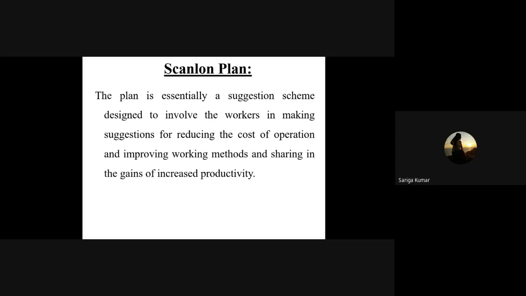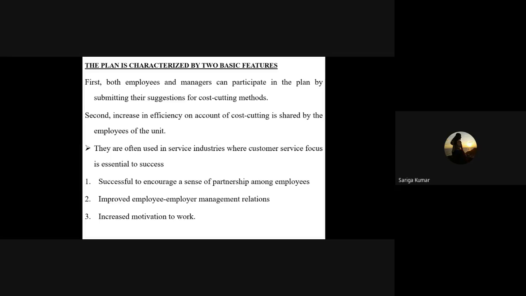Okay, so the plan has certain characteristics, and you can find two basic features in it. Both employees and managers can participate in the plan by submitting suggestions for cost cutting methods. Both of them. There is no hard and fast rule. Not only managers or top management people, or functional management people, or supervisors will be included. Even a shop floor person who is working on a machine can also be included in giving suggestions.